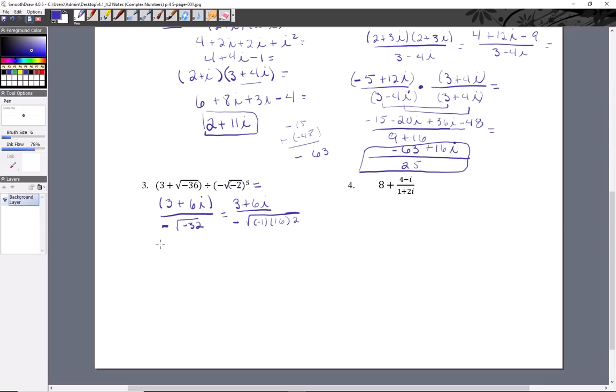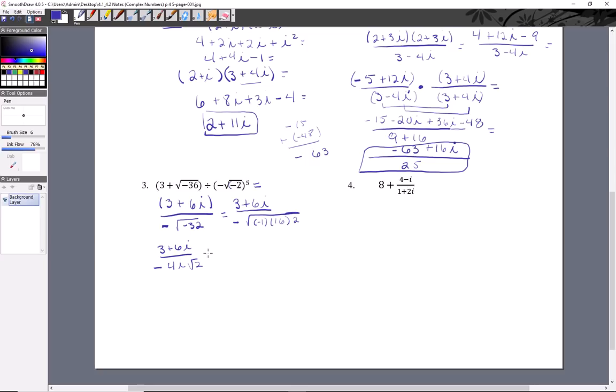All right, so that's going to come out as i. So this will be 3 plus 6i. You still have this negative sign here. This comes out as i. 16 comes out as 4, so that'll be negative 4i square root 2.